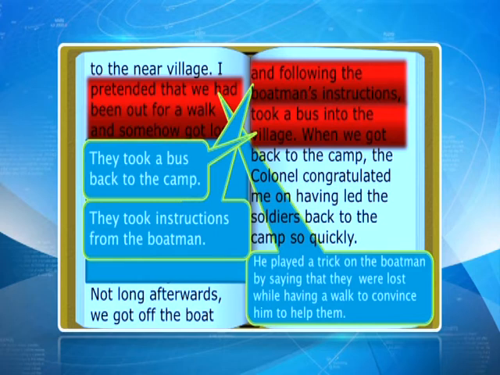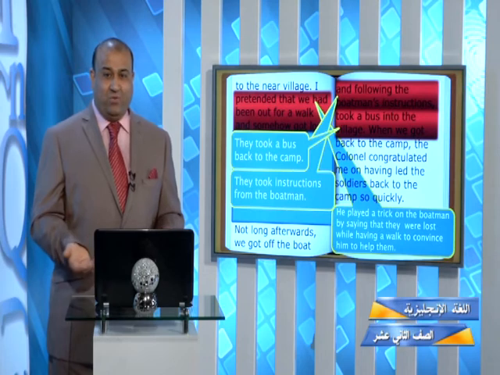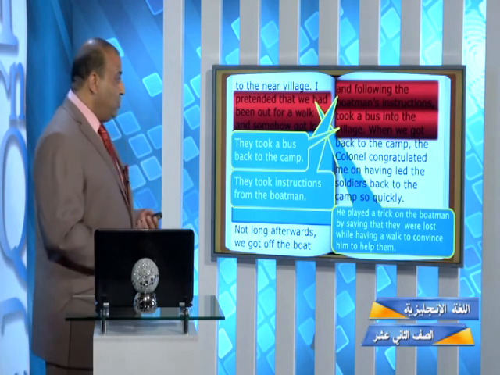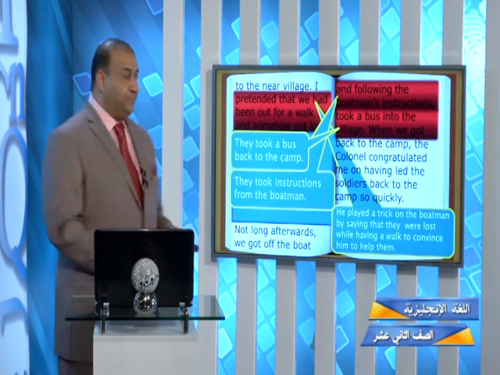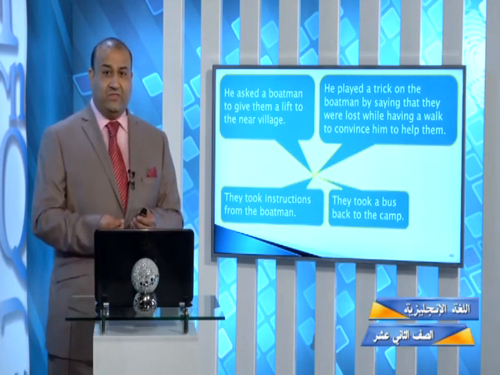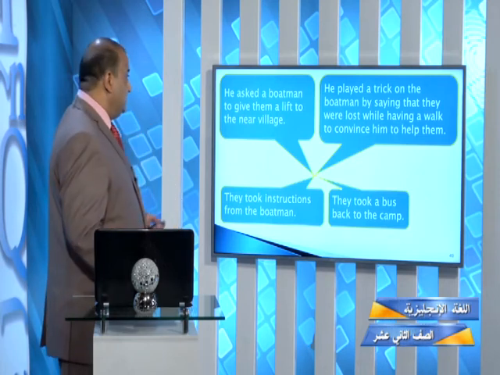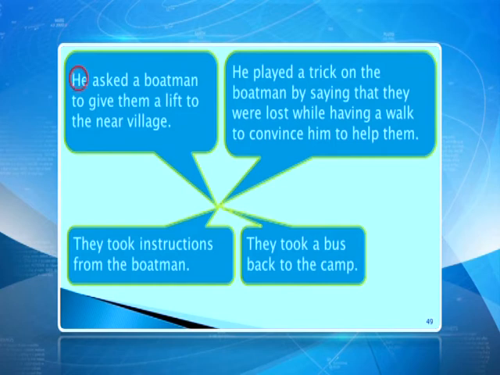As soon as you get the 4 pieces of information, I myself think that there's no need to read anymore. Why? Because you have got your goal, and if you do this, you save time. So here are the 4 ideas. Your task now is to connect the sentences together by crossing out the repetition and adding some linking verbs to get a paragraph. For example, "he asked." Who asked here? We cannot start our summary sentence by saying "he." Who is he? We have to clarify. So he is the narrator. The narrator asked the boatman to give them a lift to the near village. Then, he played the trick on the boatman.